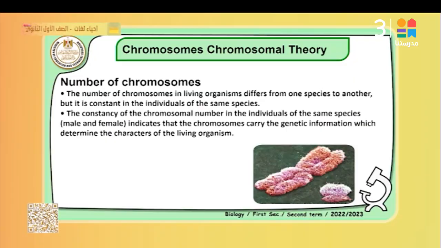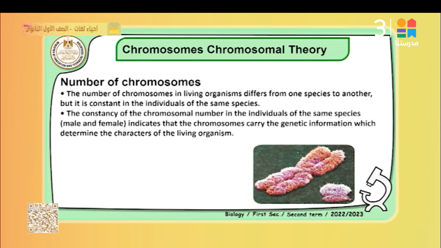That's right. This figure represents the difference between the shape of chromosome X and chromosome Y. Chromosome X is the longest; in comparison, chromosome Y is shorter than chromosome X. The number of chromosomes in living organisms differs from one species to another, but is constant in individuals of the same species. In humans, it is 46, but it is different in gorillas, cows, buffalo and cattle, from one species to another.